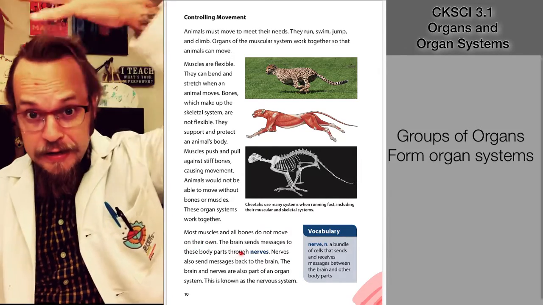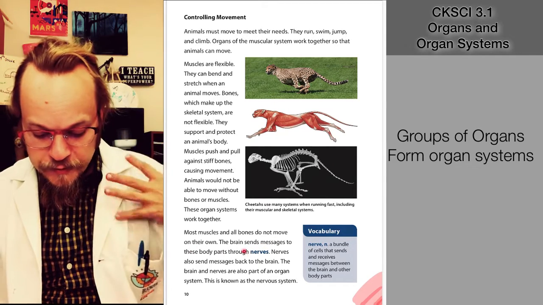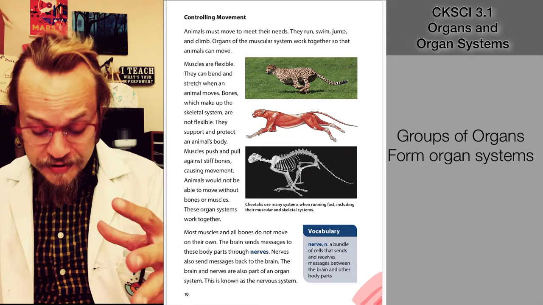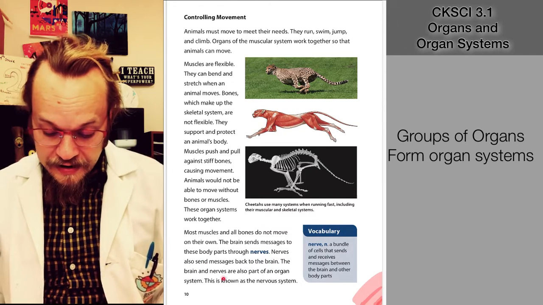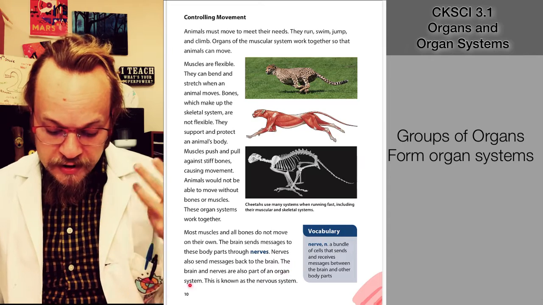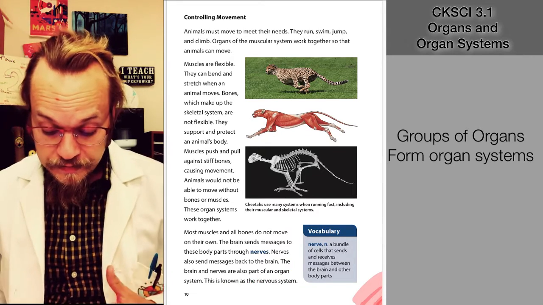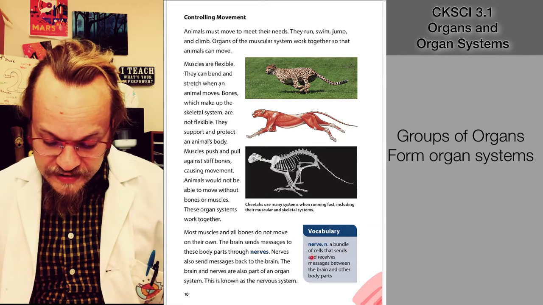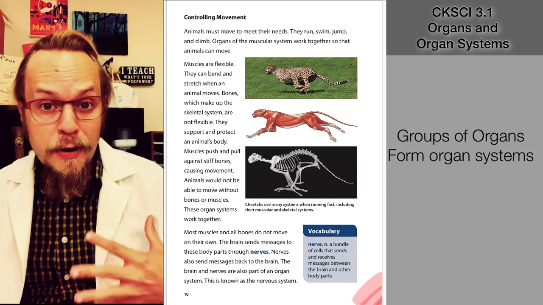The brain, this thing right up here, sends messages down to all of your body parts through the nervous system. Nerves also send messages back to the brain. The brain and nerves are also part of an organ system known as the nervous system. A nerve is a bundle of cells that sends and receives messages between the brain and other body parts.